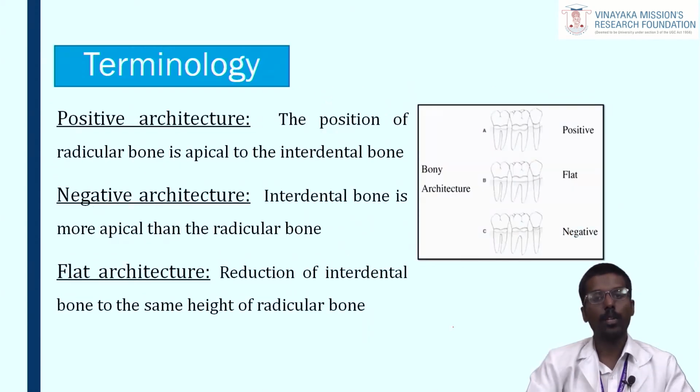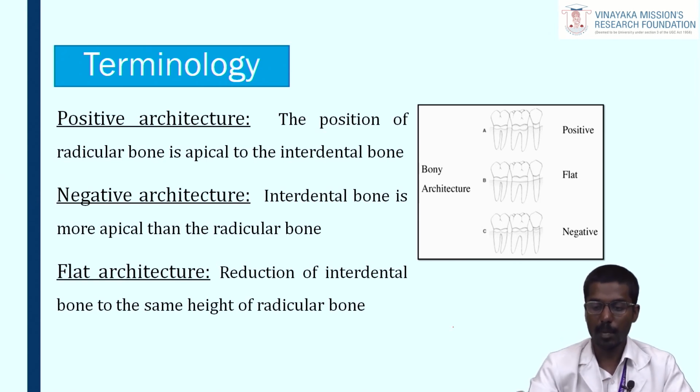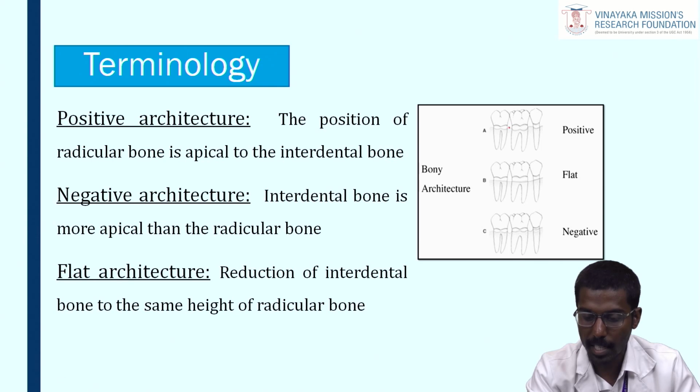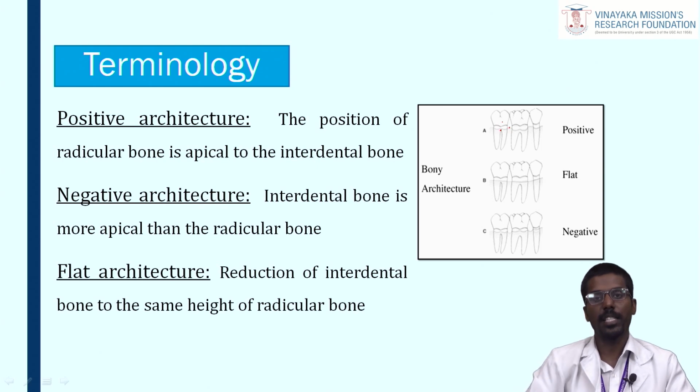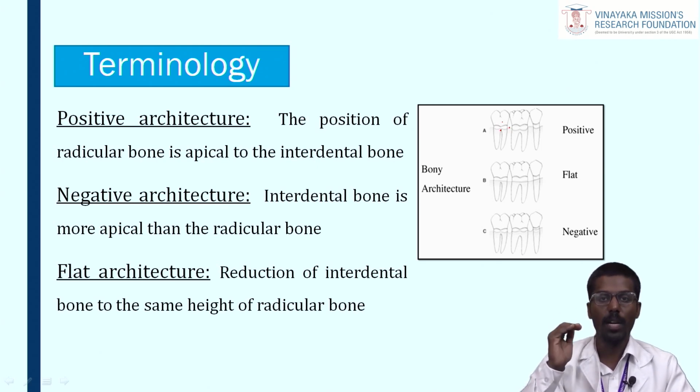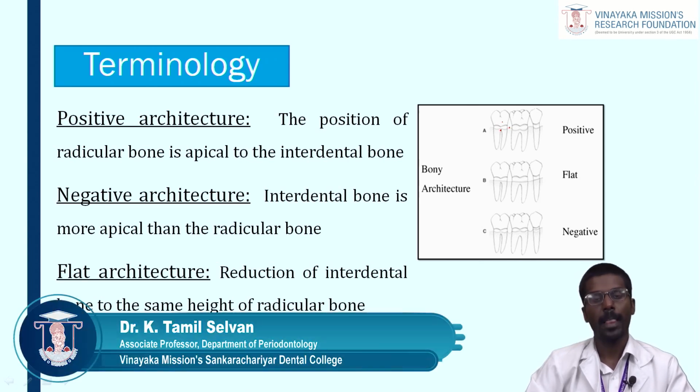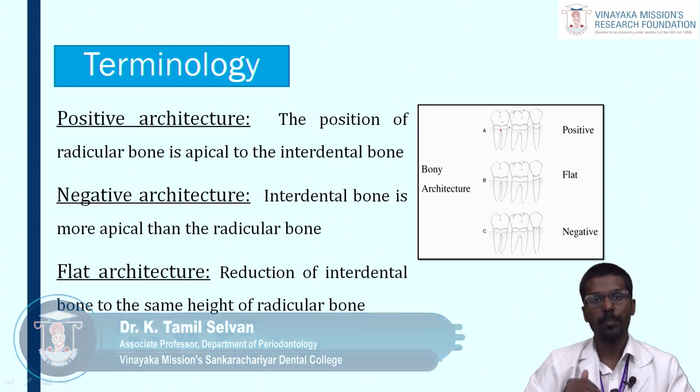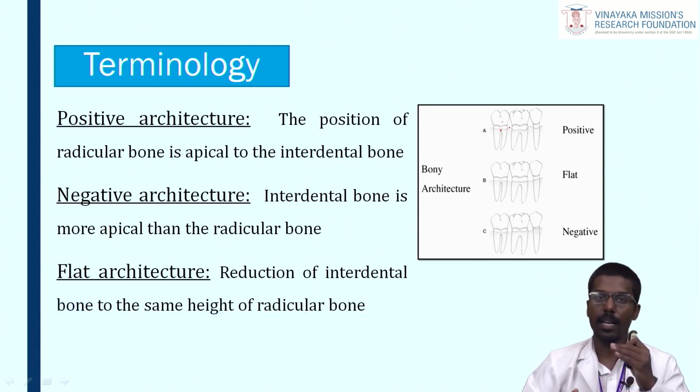Now coming on to the other terminologies, this is very important and interesting. One is positive architecture, negative architecture and flat architecture. Before going to these terminologies, you should know what the interdental bone is and what the radicular bone is. In this image you can see this is the interdental bone and here is the radicular bone. Usually in normal conditions, the interdental bone will be more coronal when compared to the radicular bone. This is often called the positive architecture. In negative architecture, the interdental bone will be apical to the radicular bone.